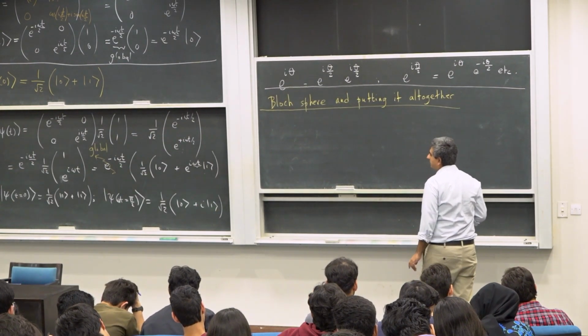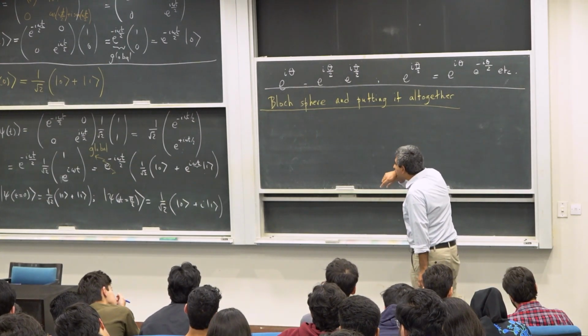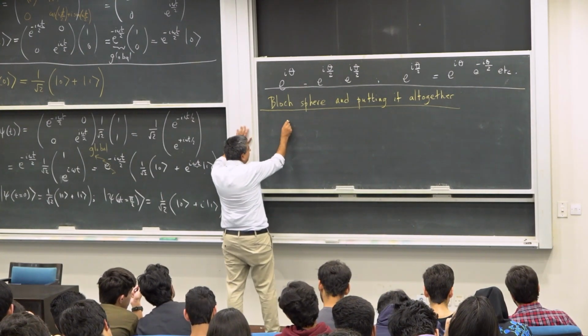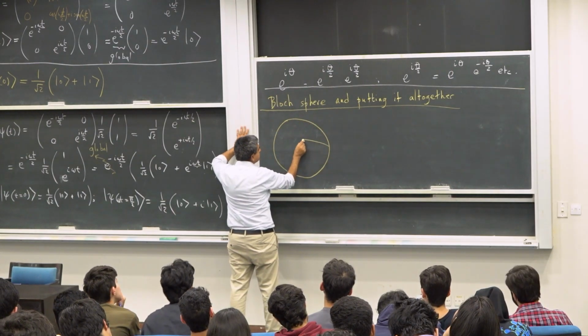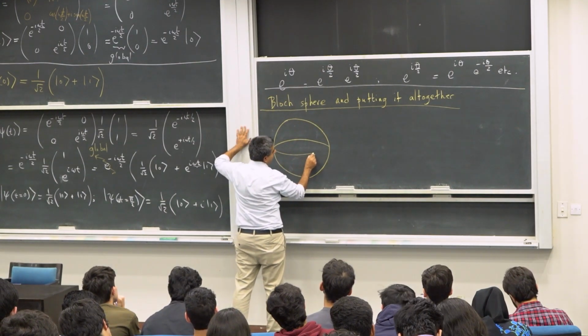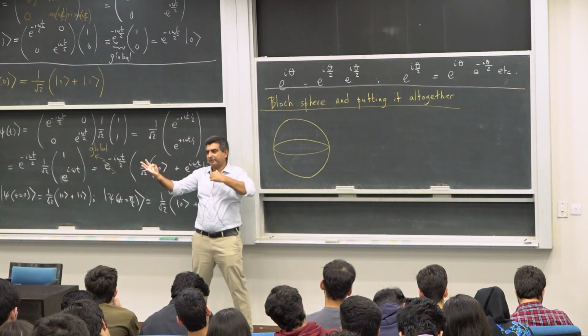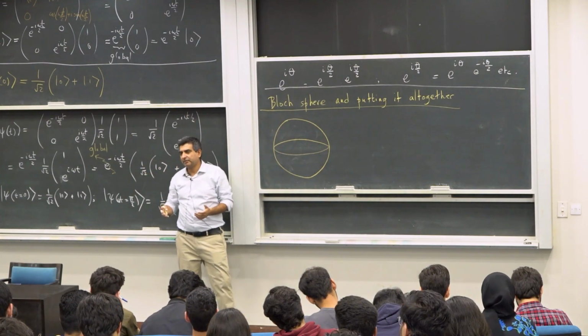By omega t, rotation by omega t. I draw a sphere. Now this sphere is a hypothetical sphere. It's a mathematical object or geometrical object.